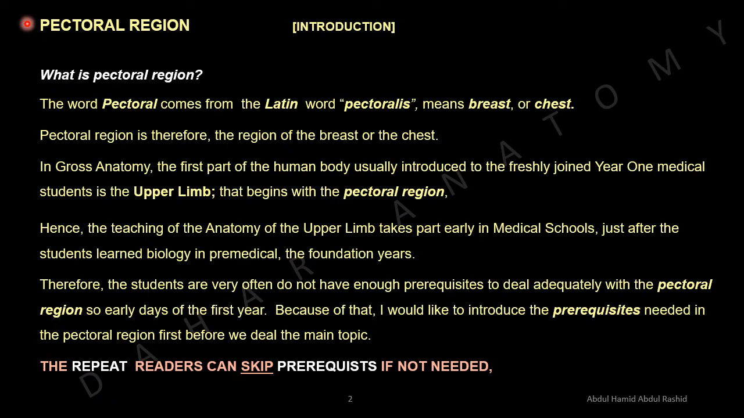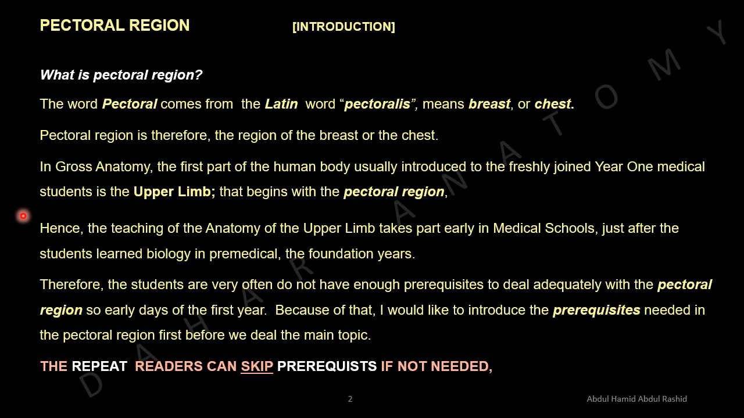Pectoral Region Introduction. What is the pectoral region? The word pectoral comes from the Latin word pectoralis, meaning breast or chest. The pectoral region is therefore the region of the breast or the chest. In gross anatomy, the first part of the human body usually introduced to freshly joined Year 1 medical students is the upper limb. That begins with the pectoral region.